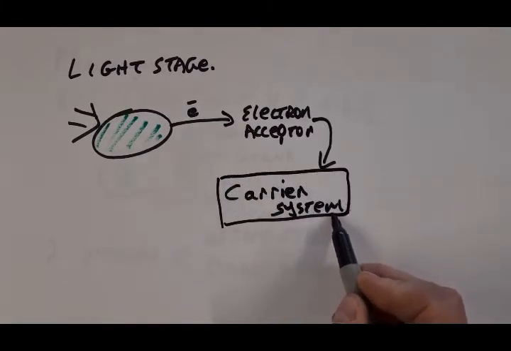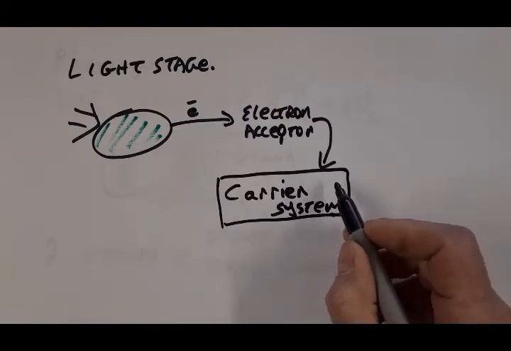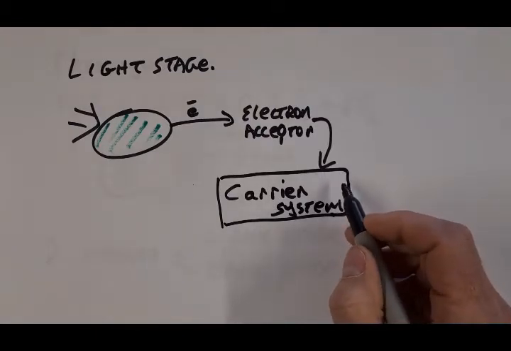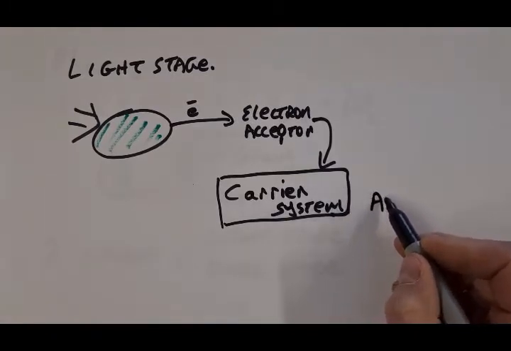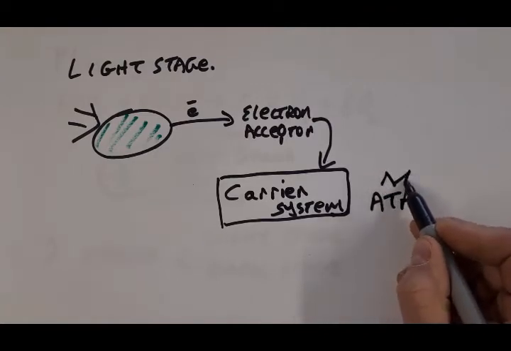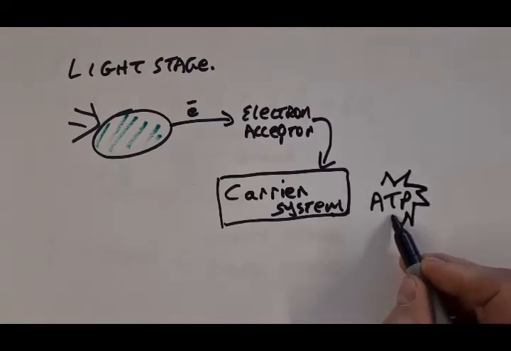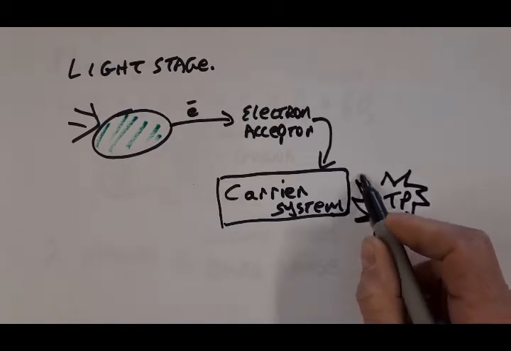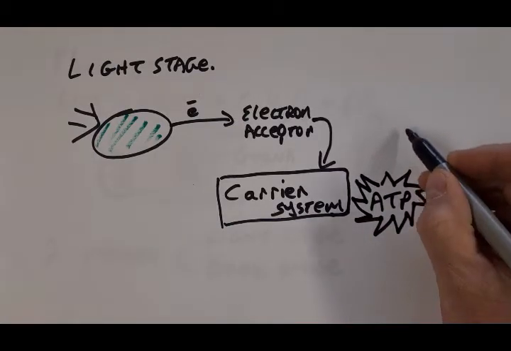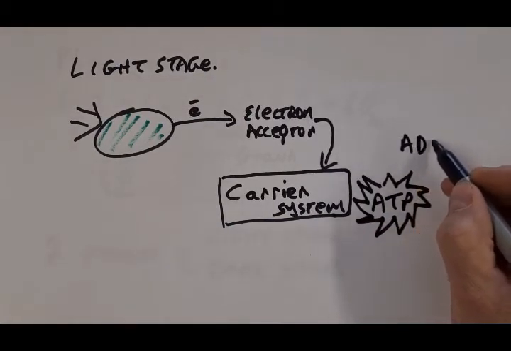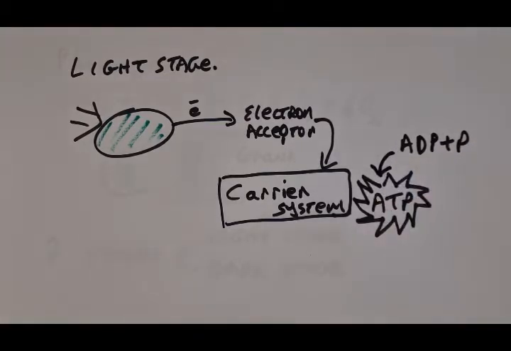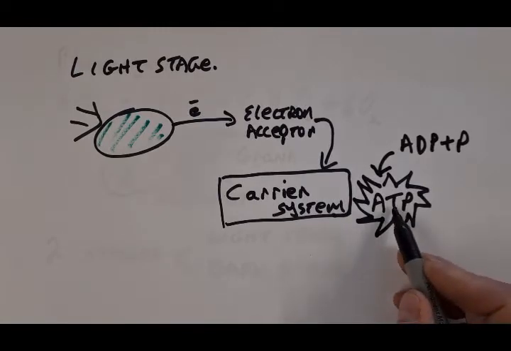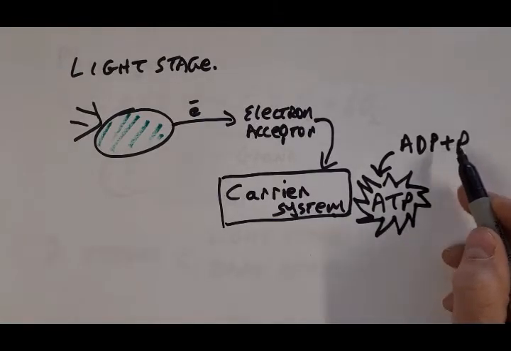So the electrons travel along this carrier system, and as they do so they lose energy, and energy can't be created or destroyed, so it's converted to another form. The energy is used to form molecules of ATP. ATP is this energy-rich molecule. What's ATP made from? ATP is made from smaller, low-energy molecules, ADP and P. So that's one way of drawing that.